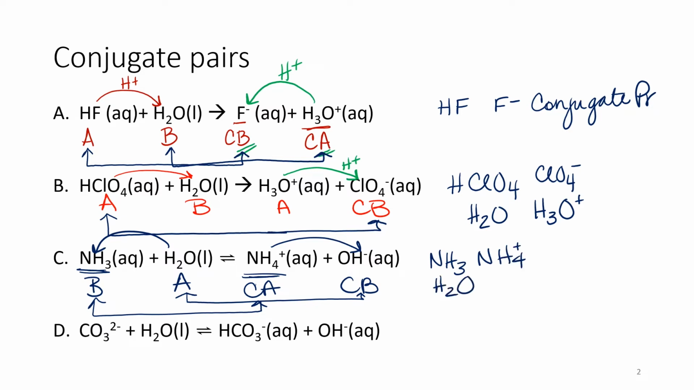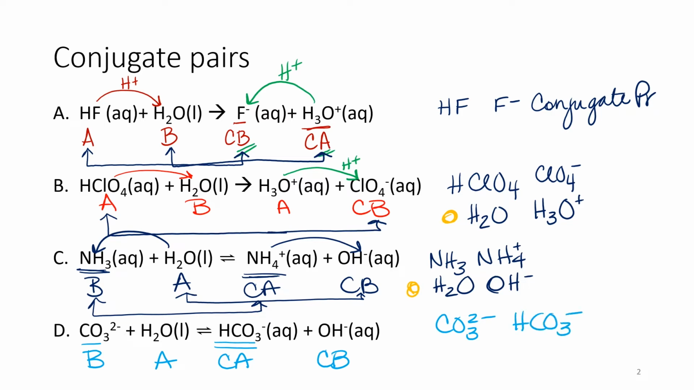H2O and OH minus are a conjugate pair. Notice water in both of these cases is acting differently. Remember, it's amphoteric. And then finally, this is going to be an acceptor, so it is a base. This is what's there after it's accepted, so it is an acid, and this is a base. So CO3 2 minus and HCO3 minus are a conjugate pair.